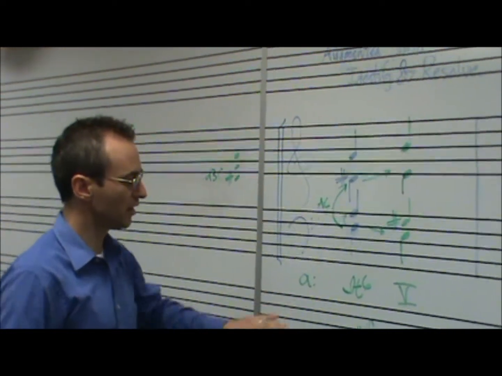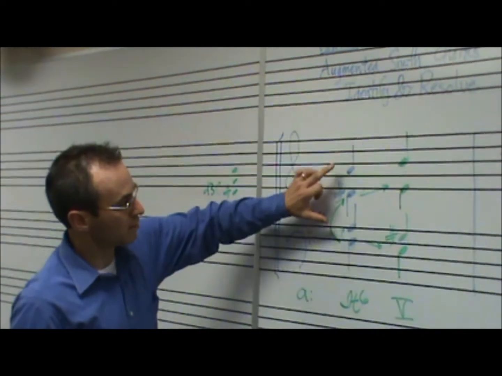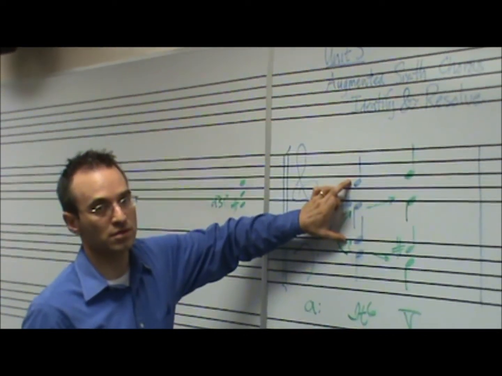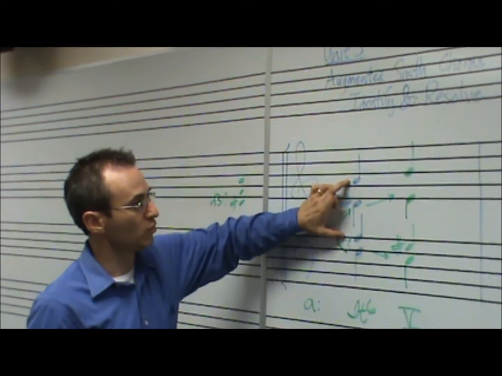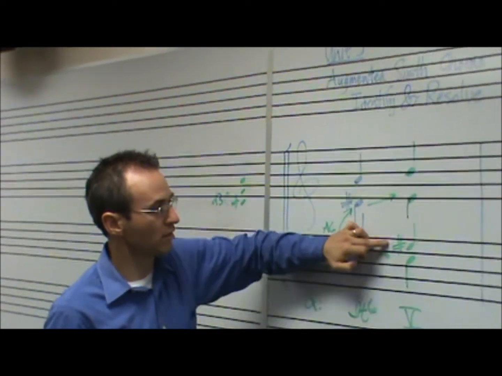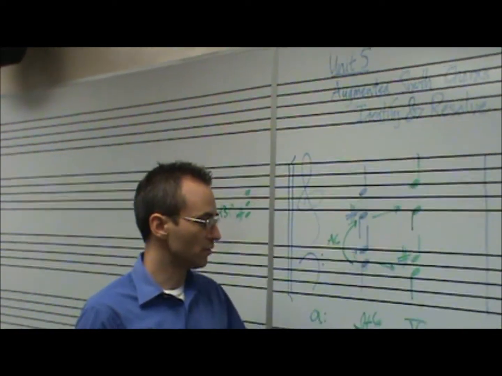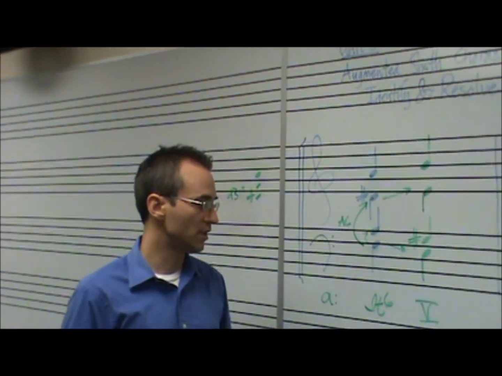So in an Italian 6, the scale degree 1, the third above the bass, is doubled because it's the most stable entity. And one of them will go one way and the other will go the other direction. That's how to identify and resolve Italian 6 chords.